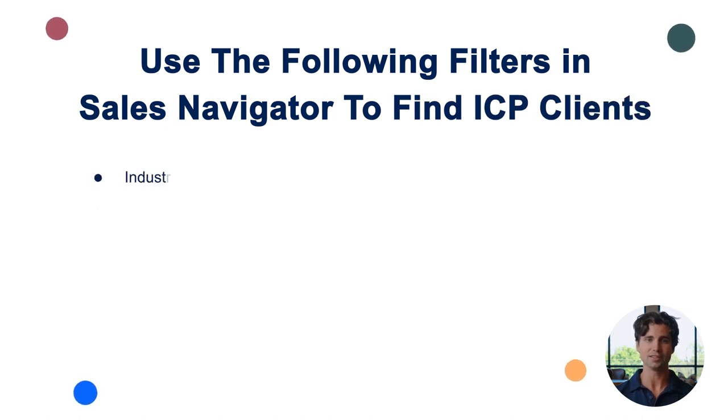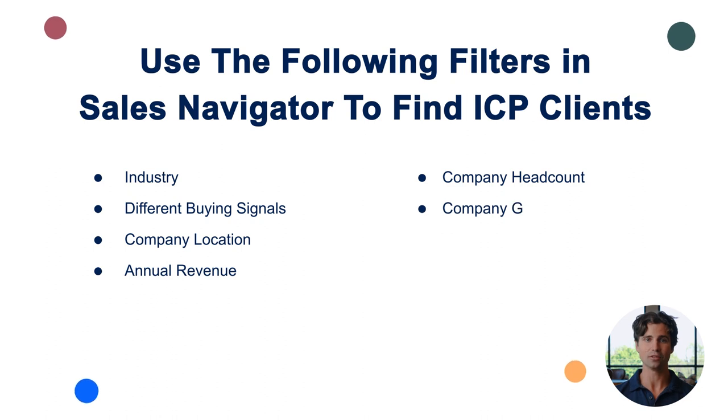Filter by industry, different buying signals, company location, annual revenue. We've talked about these things before, but it doesn't hurt to hit on them again. Company headcount, company growth, department headcount, engineering, sales, you get the point. One thing to call out with department headcount is when the team grows, they typically face more challenges that maybe you can solve. And even for industries, technologies that people use might change when they integrate and augment some tech versus others that they might invest in.